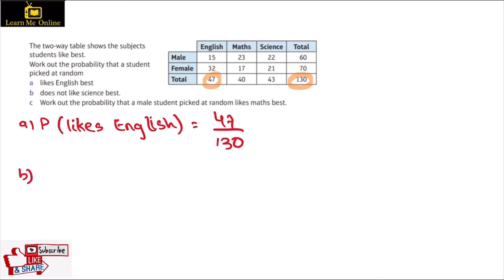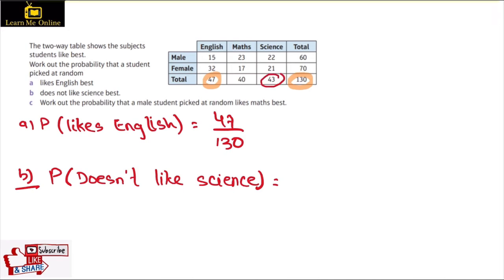Let's have a look at part B now. This says find out the probability that a student does not like science. So I'm going to write it down. I'm finding for those students who don't like science. In other words, if they don't like science, this is for the science information. So out of 130, 43 are the students who like science. So it means 130 minus 43 are those students who don't like science.